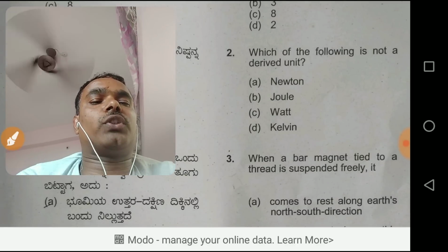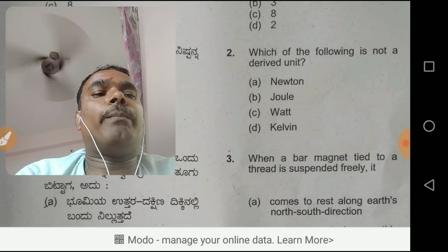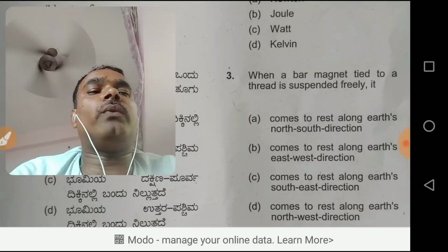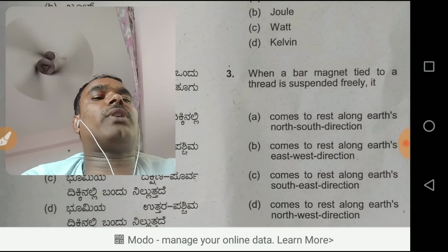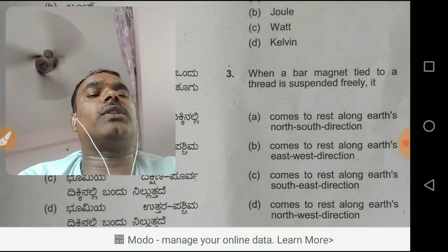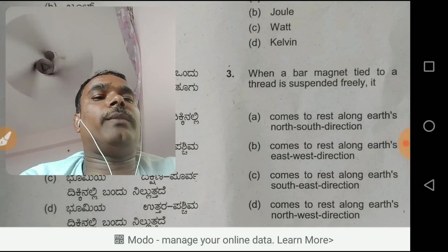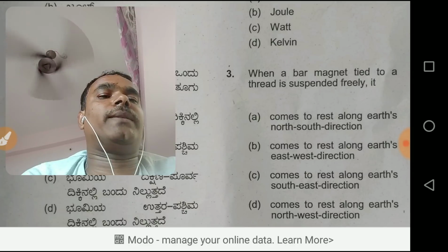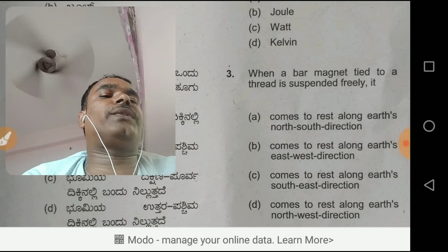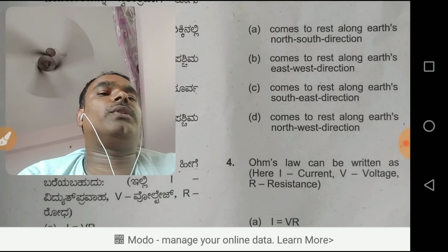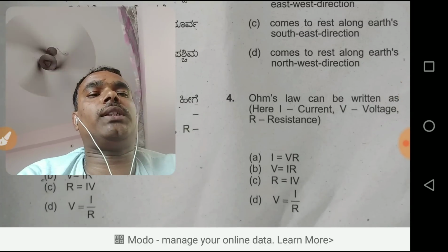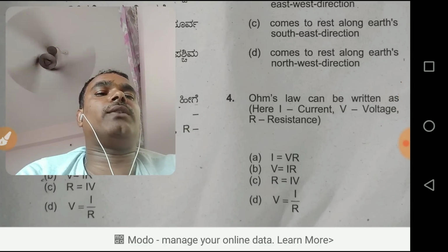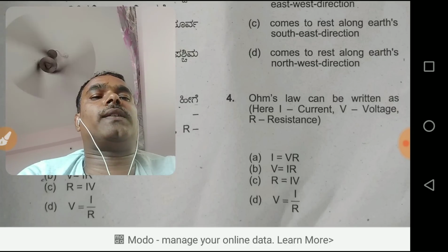Then the next question. When a bar magnet tied to a thread is suspended freely, it always comes to rest along Earth's north-south direction. That means any bar magnet, or any magnet, when suspended freely, always comes to rest along the north to south direction. Next question, Ohm's law can be written as, where I is current, V is voltage, R is resistance.